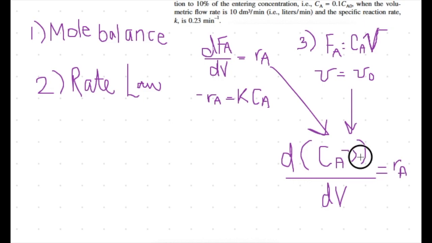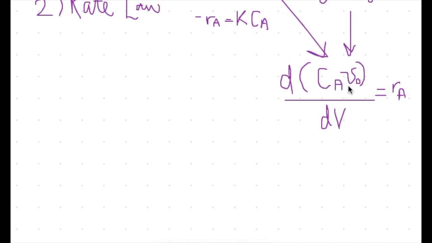So instead of V, I'm going to put a V naught here because our question asks us to relate the reactor volume to the volumetric flow rate V naught. Because V naught is a constant and it's being multiplied by the concentration inside of these brackets, I'm going to move it outside of the brackets so we don't have to take the differential because it's just a constant.